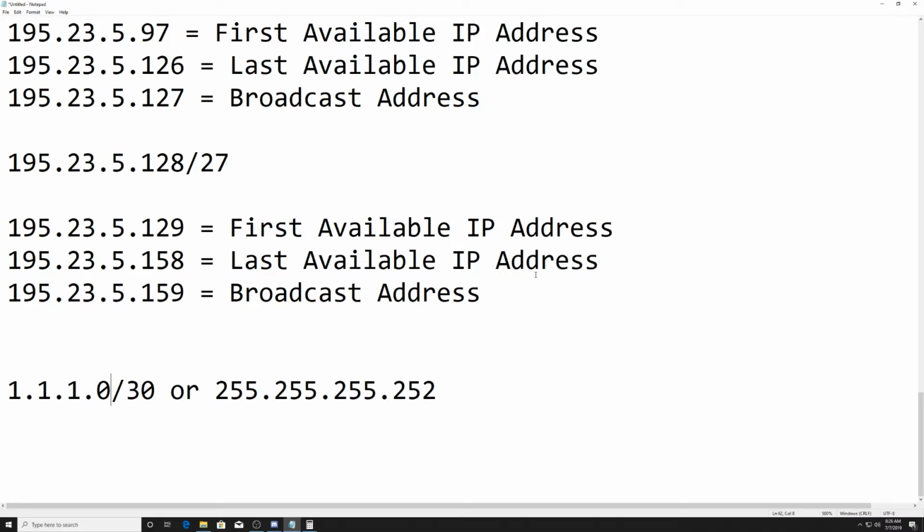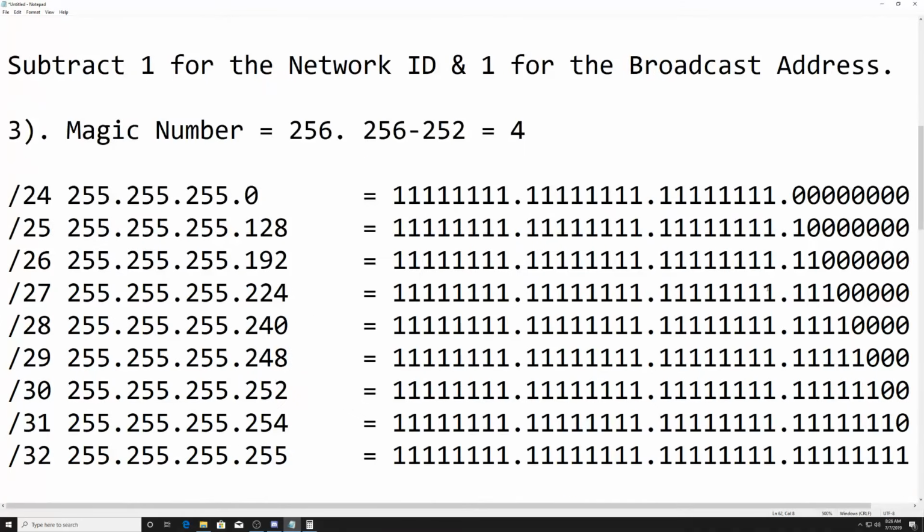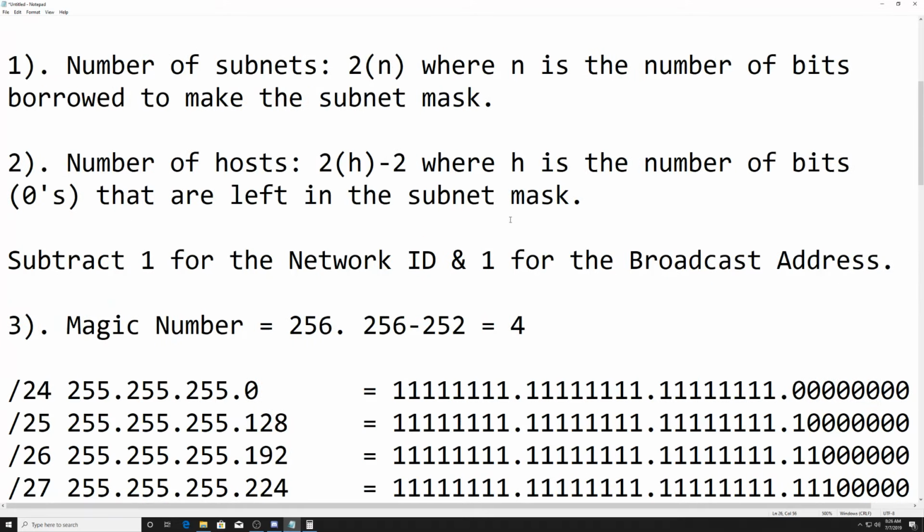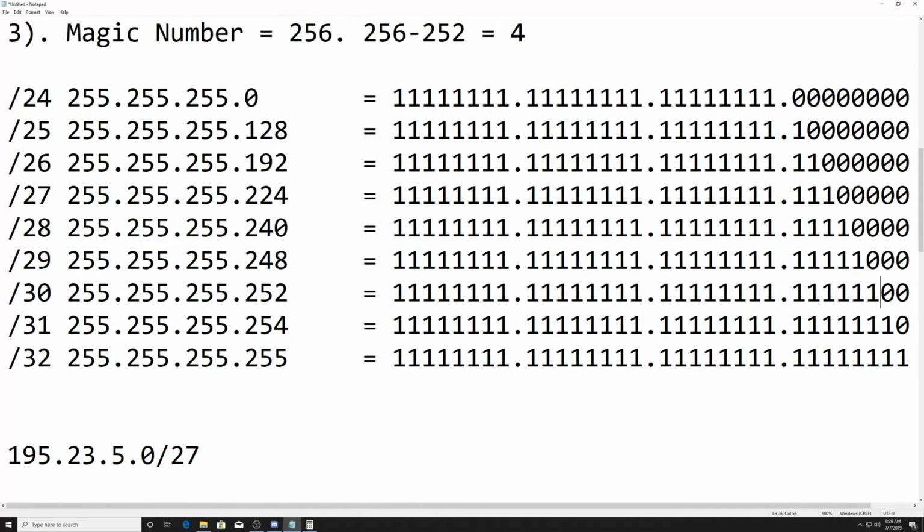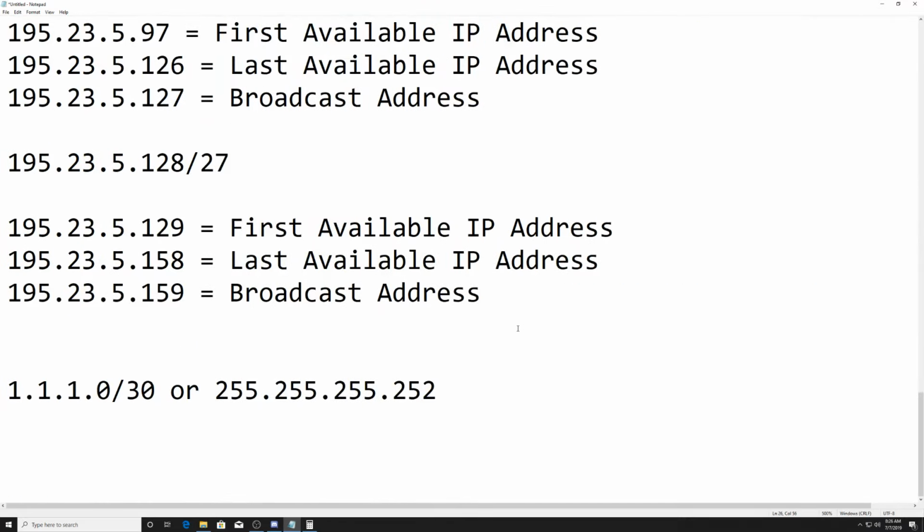Now, if you want to know how many addresses this can have, well, we're running the /30. So it's basically 2 times 2 is 4, right? But we're not finished. Remember, to find the number of hosts is 2 to the h minus 2. So 2 times 2 is 4. Subtract 2 is 2. Therefore, this can only have 2 available IP addresses. That is it. And I'll show you what I mean.